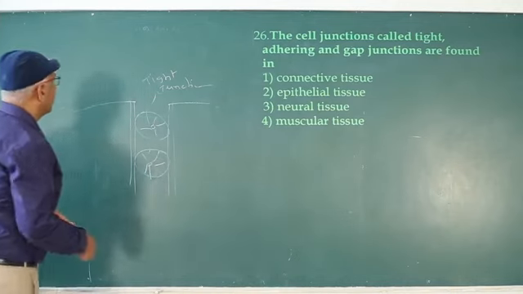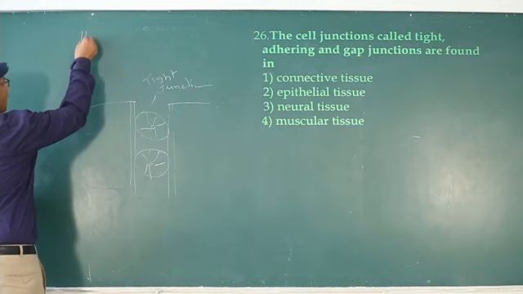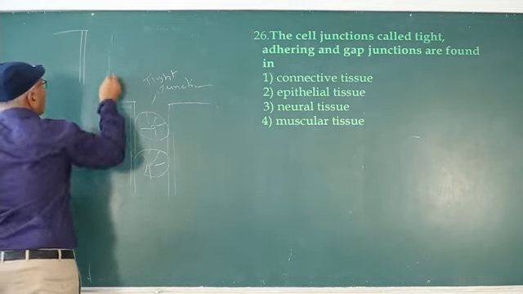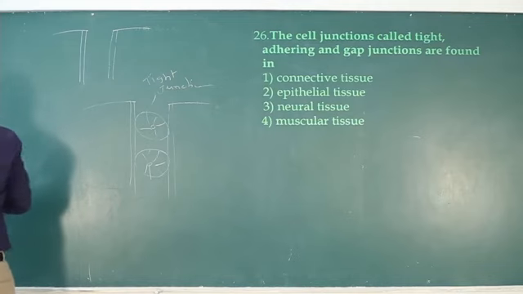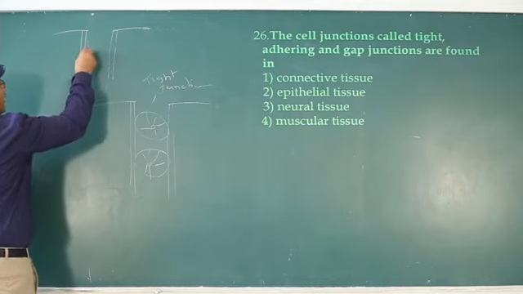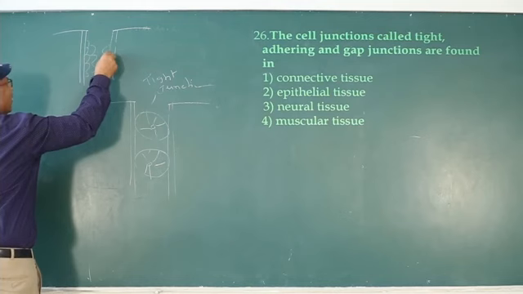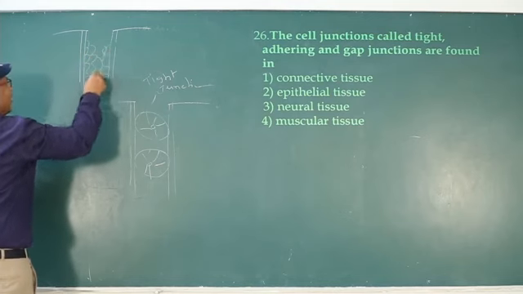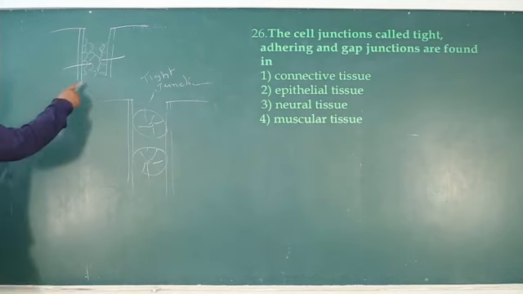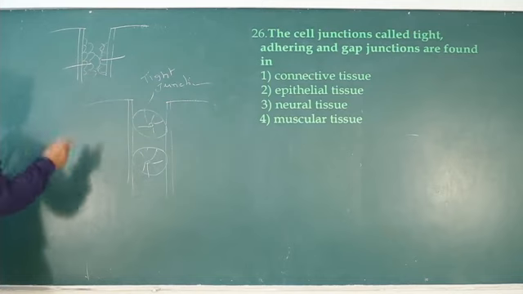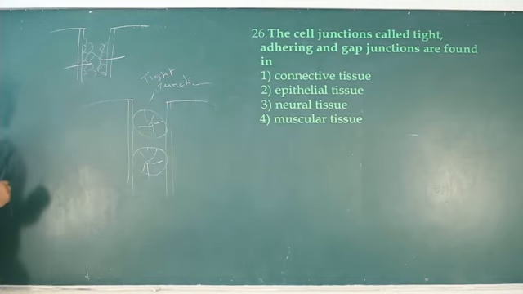Next one is the adhering junction. Here is the plasma membrane of one cell and the plasma membrane of another cell. Between the cells, the adhering junction is present, with numerous cells. Adhering junction is also known as desmosome. It connects one cell to the adjacent cell, so it is anchoring in function, attachment.